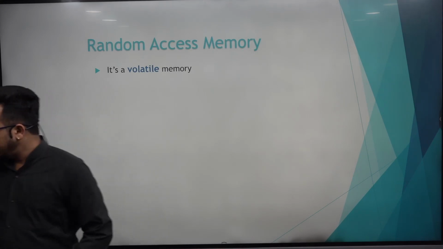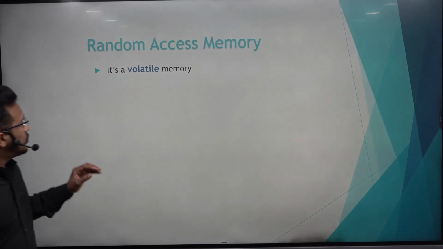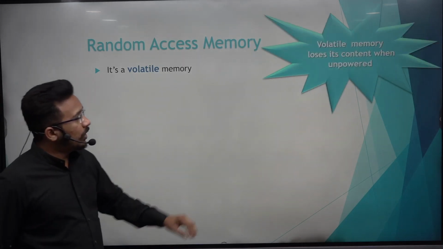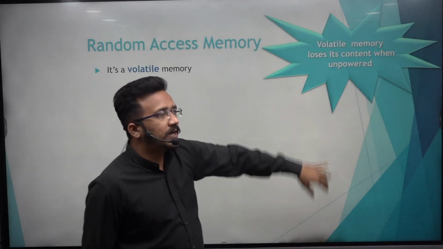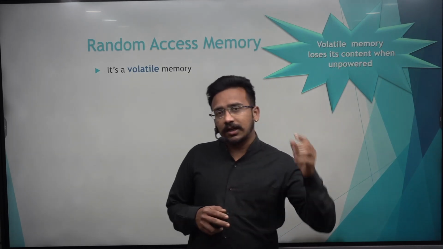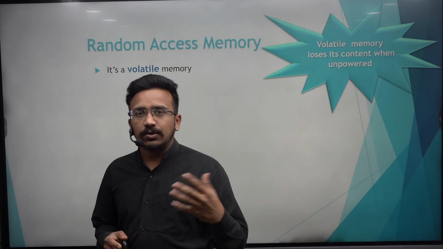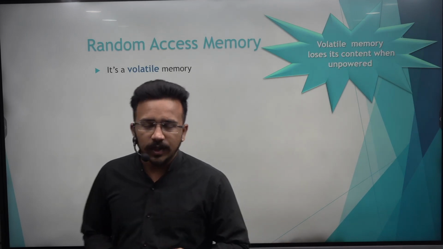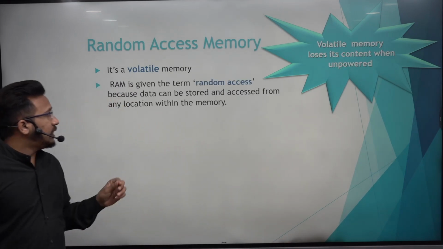Yes, okay, that is correct. We call it the volatile word. Volatile memory loses its contents when unpowered. So whenever you have power in the computer, it holds the data. When it loses the power, it will lose the data. Okay, so this is RAM, volatile memory.